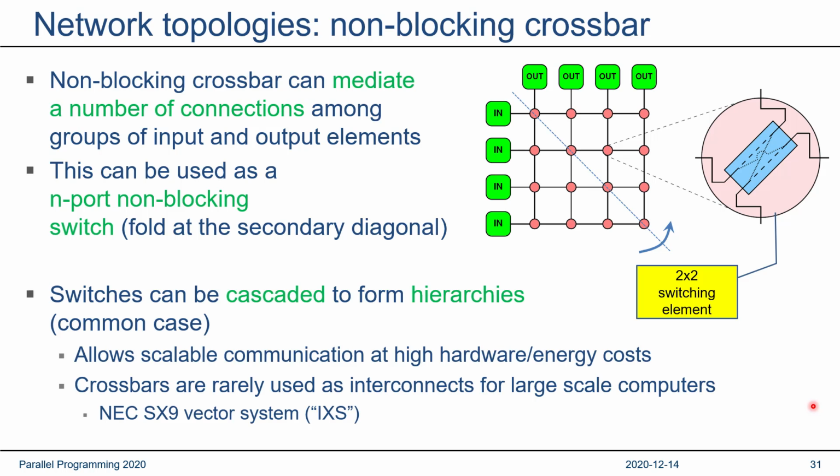And of course, we can use these switches as elements in a cascaded fashion to form hierarchies. So this is the common case. This is what is done in practice. This allows scalable communication, however, at high hardware and energy costs, as you will see. So a true crossbar switch, a single non-blocking n-port switch, is rarely used in practice. There have been examples, for example, large vector supercomputers by NEC, but that's not a common solution we see in current systems.